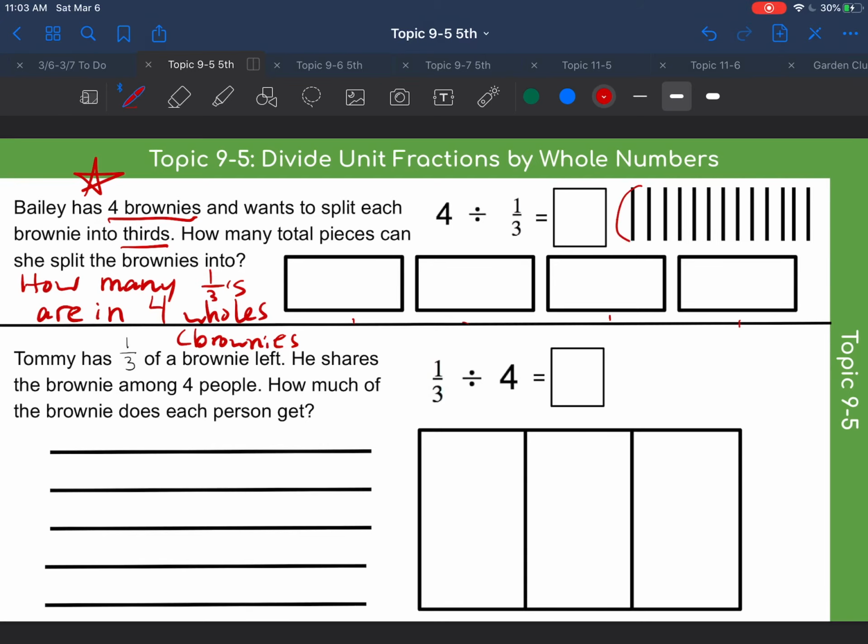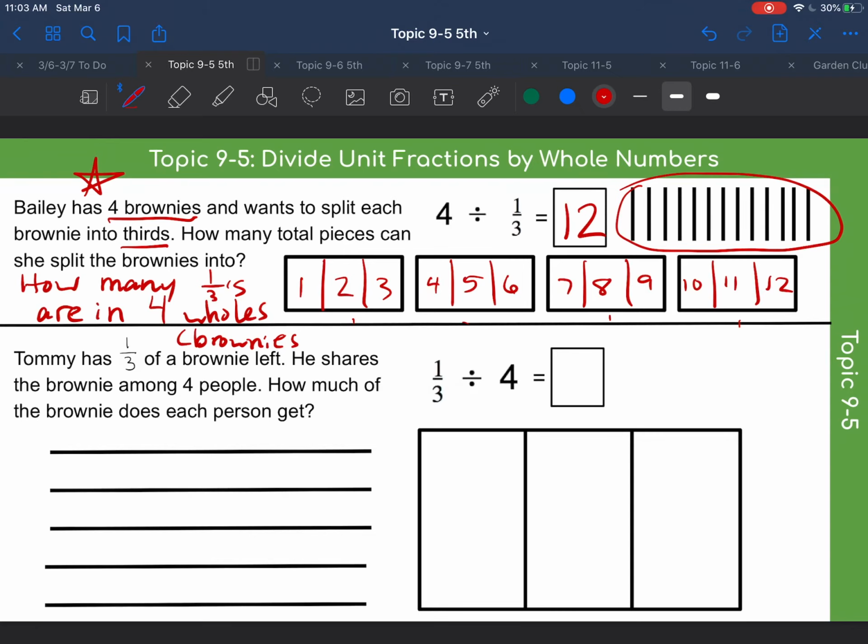So I have these lines here again. You can drag those lines over to split those into sections. So we have this into thirds, into thirds, into thirds, into thirds. So how many thirds are in 4 wholes? Well, 1, 2, 3, 4, 5, 6, 7, 8, 9, 10, 11, 12. So in 4 brownies, there are 12 thirds. And that is our answer. 4 divided by a third equals 12.